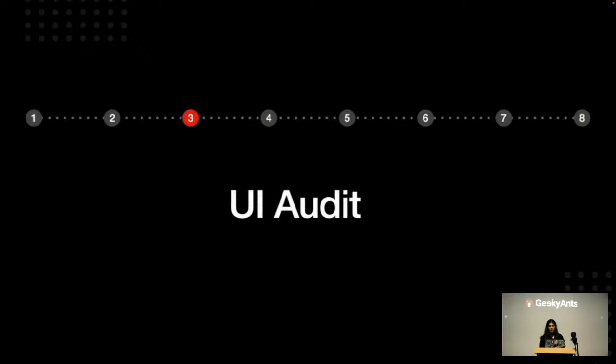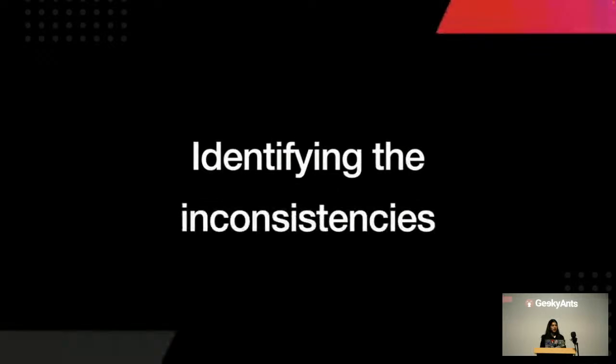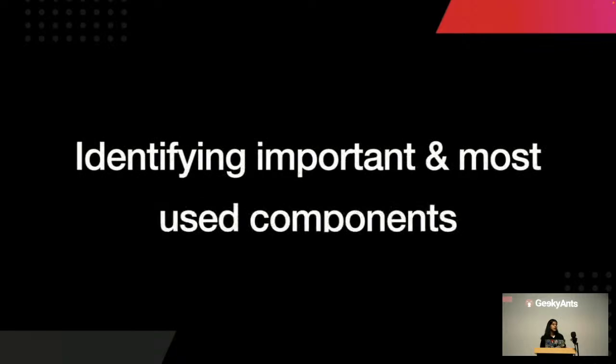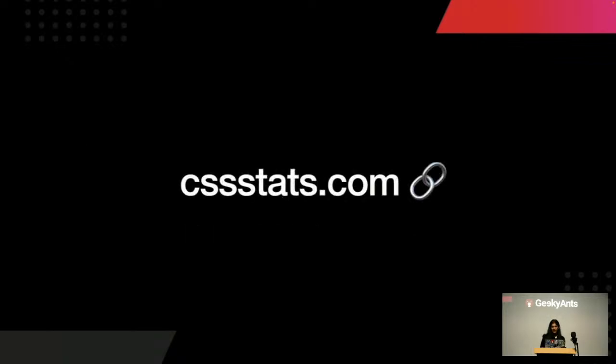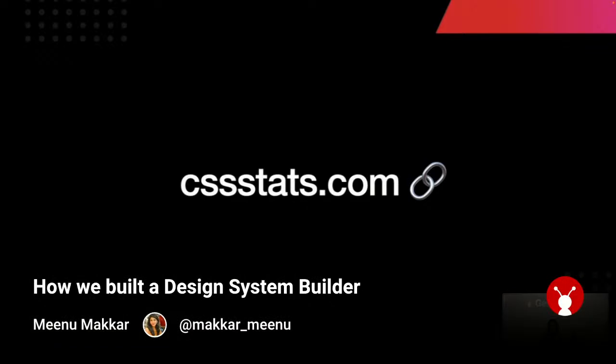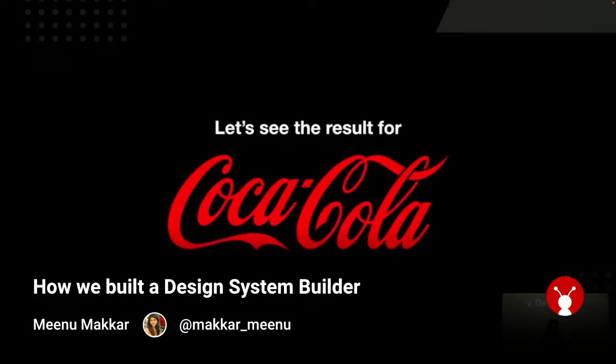The next is UI auditing. Chaitanya mentioned in his talk that they have created some Excel sheets sort of thing to audit all the components they were using in their sites. This is the step that we usually follow. We have to identify all the statistics around the product pages in terms of design, identifying all the inconsistencies that the brand already has before moving on to creating a design system, and identifying the most important and most used components. I found a cool tool around it, csstats.com, which does exactly the same. So let's see the result for Coca-Cola from that tool.